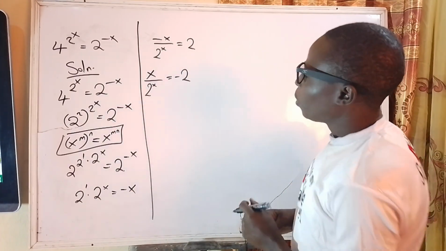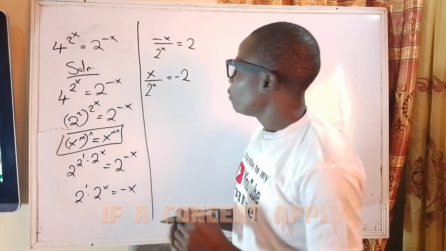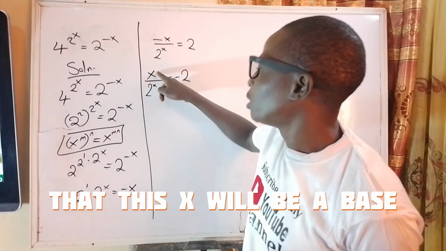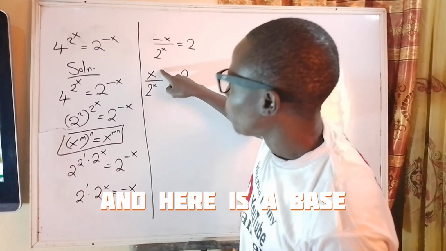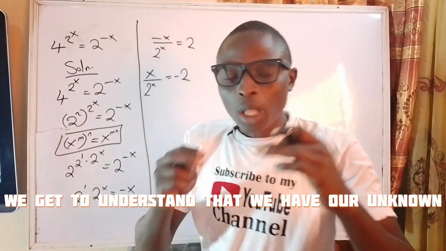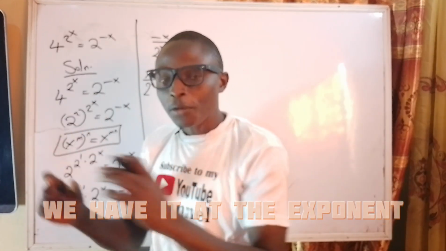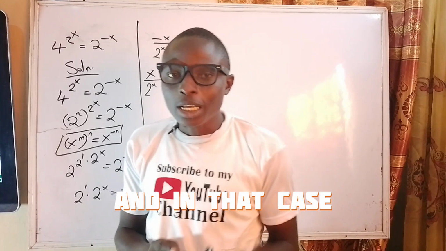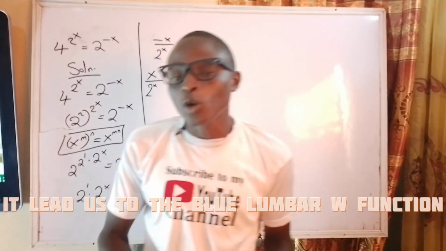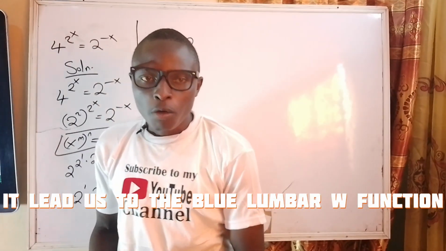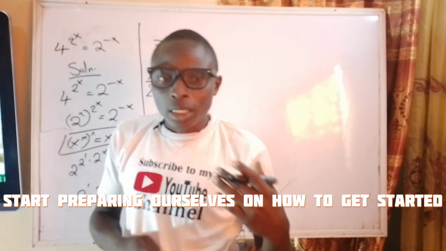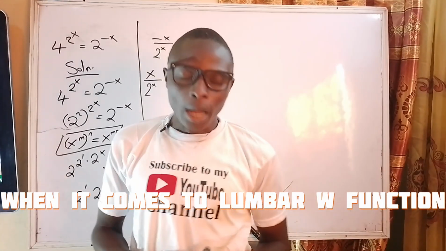So when we consider this, if I cross multiply, I will get to understand that this x will be a base, and here is a base. When we consider the nature of the question, we will get to understand that we have our unknown at the base, and we have it at the exponent. And in that case, we should start thinking, it's not in all cases, but in the majority of cases, it leads us to the Lambert W function. So we need to at least start preparing ourselves on how to get started when it comes to the Lambert W function.